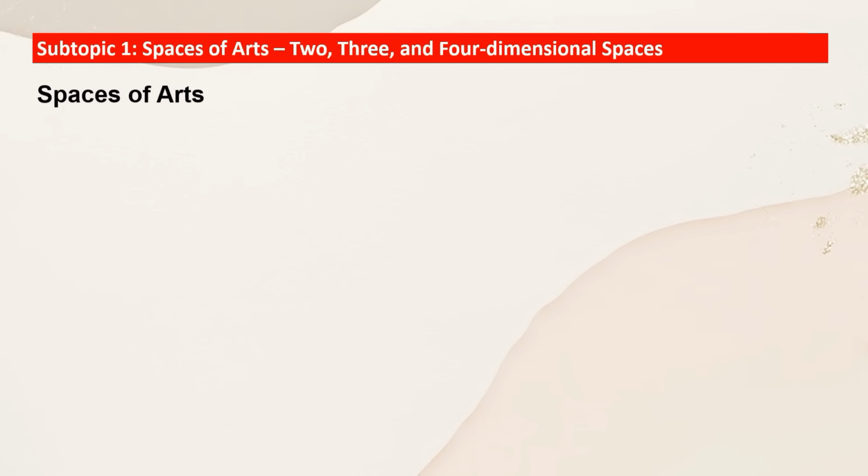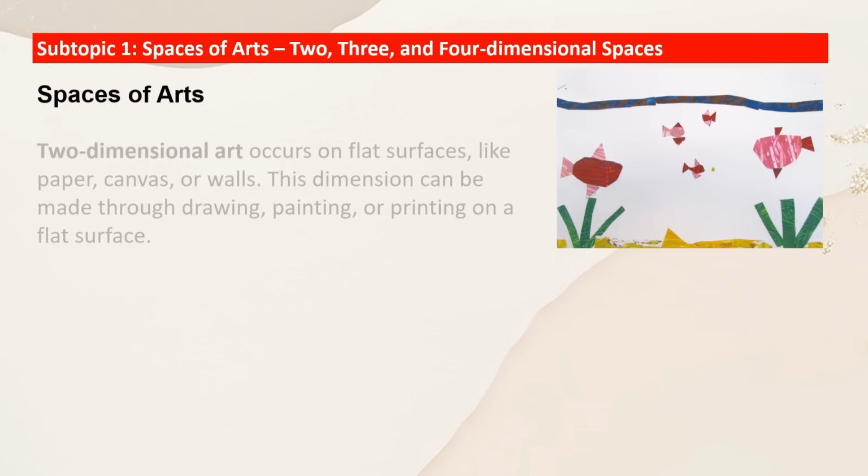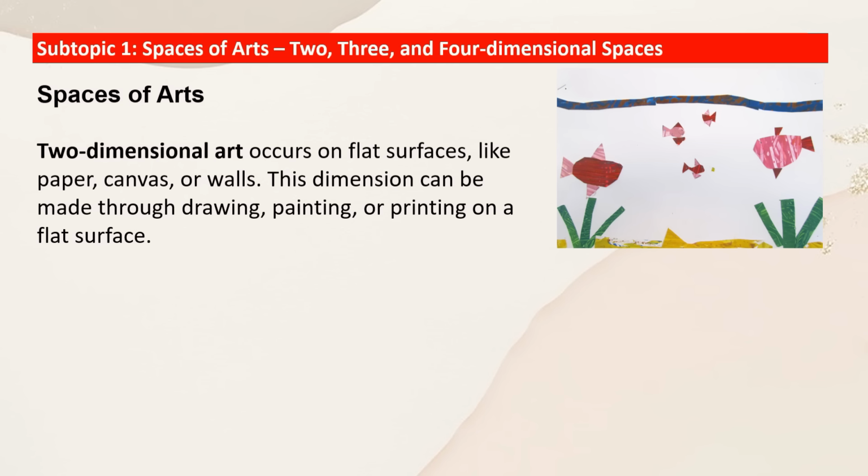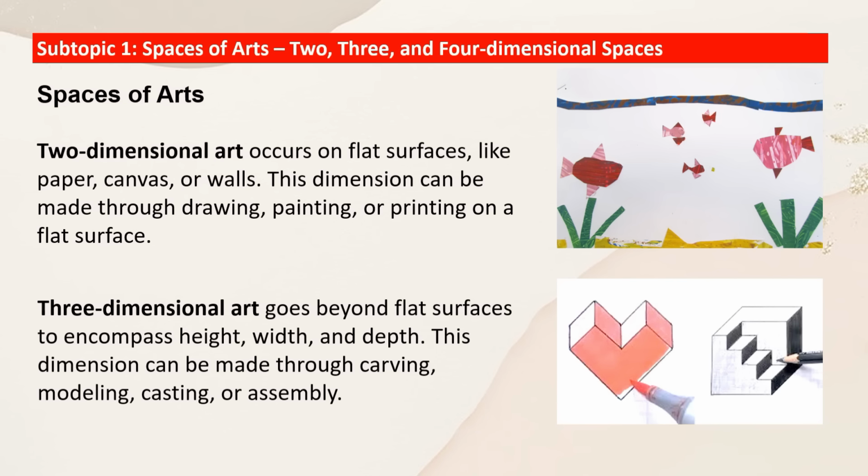Let's focus on spaces of arts. Two-dimensional art occurs on flat surfaces, like paper, canvas, or walls. This dimension can be made through drawing, painting, or printing on a flat surface. Three-dimensional art goes beyond flat surfaces to encompass height, width, and depth. This dimension can be made through carving, modeling, casting, or assembly.